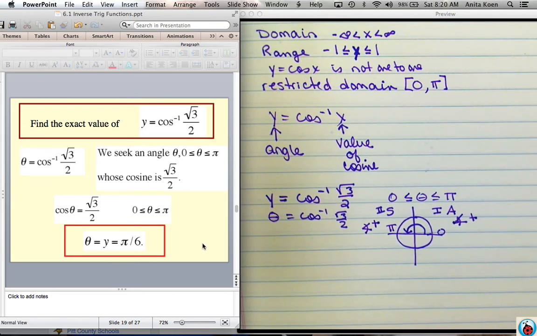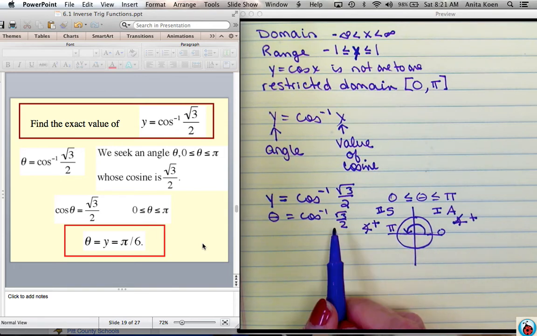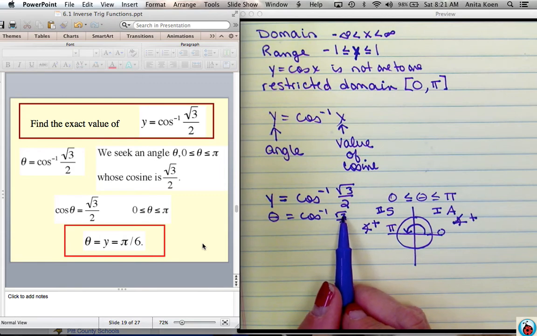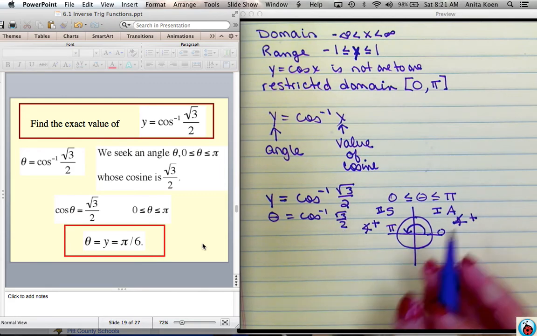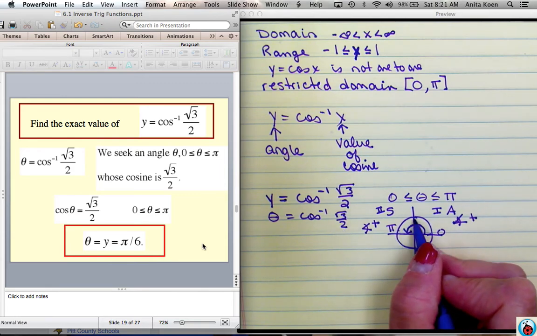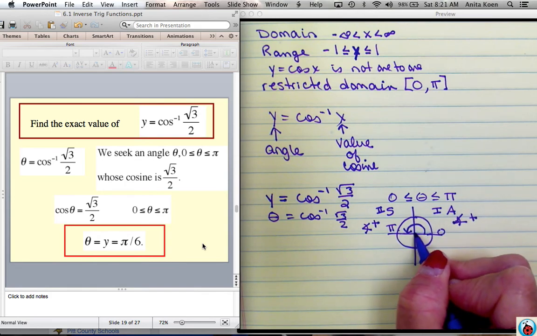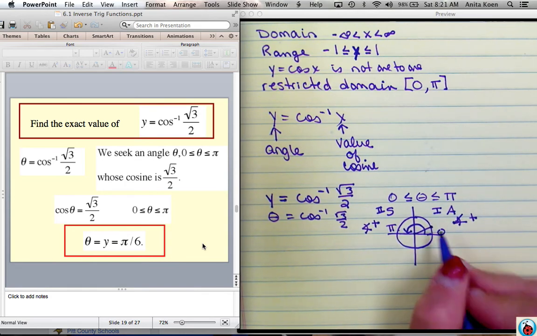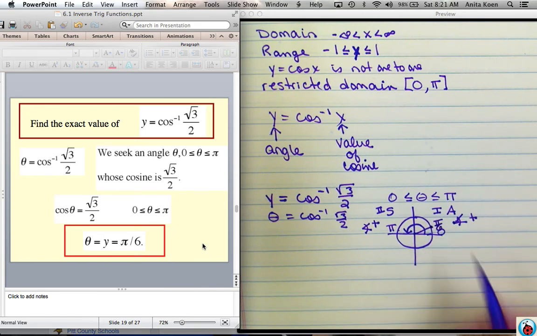So now I can say I'm looking for an angle in quadrant 1 or 2 whose cosine is the square root of 3 over 2. Well, I know that the cosine is negative in quadrant 2, so I have to be over here in quadrant 1, and that would be the angle pi over 6. So pi over 6 is the angle whose cosine is the square root of 3 over 2.